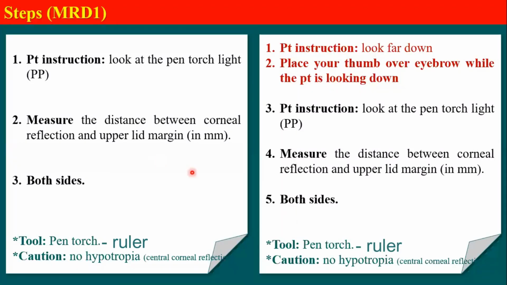So we have two ways to measure the MRD1. One is simple and easy: just ask the patient to look at the pen torch and measure the distance, and it should be in millimeters. You have to do the measurement on both sides, of course. And the other one is with mitigation of the action of frontalis. All right, so this is an important slide.